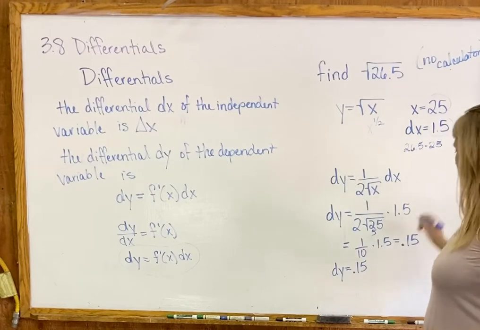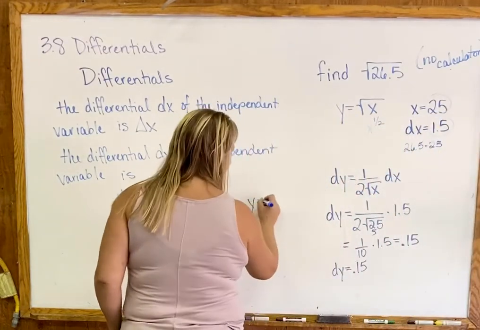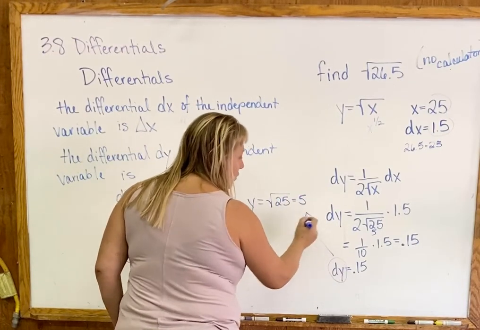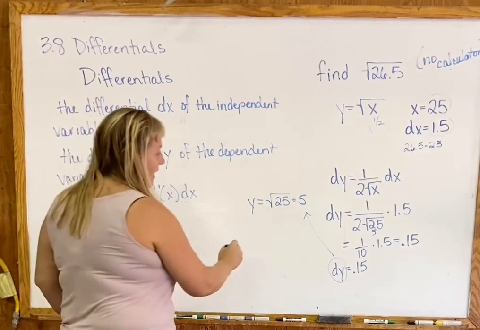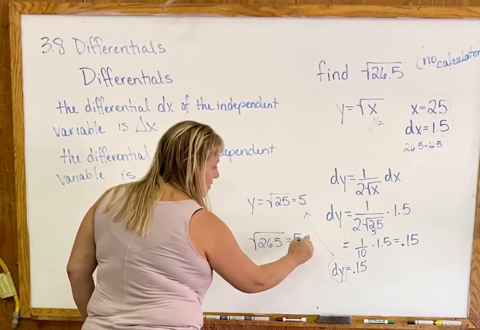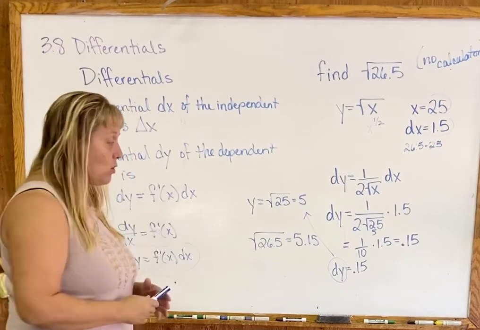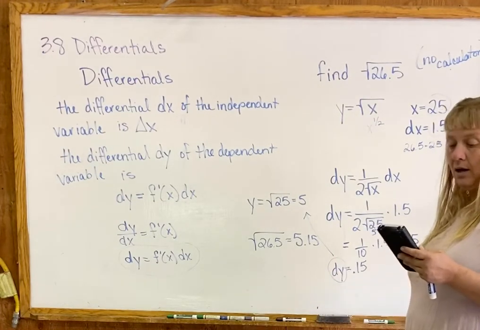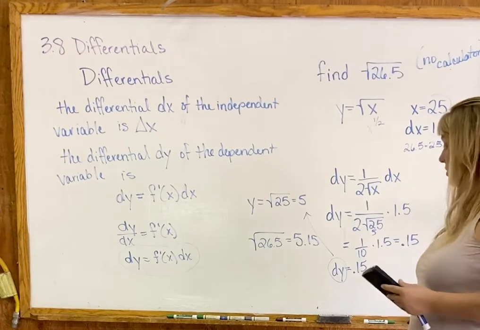So when we do the square root of 25, we get 5. Now we're going to combine that with the change in y, and we'll get that the square root of 26.5 should equal 5.15-ish. Now, remember, we know that it's not exact, but that's a pretty good representation of what the square root of 26.5 is. And if you don't believe it, get your calculator out, go to square root 26.5, and I got 5.1478, and so on, but 5.15 is what it rounds to, okay?